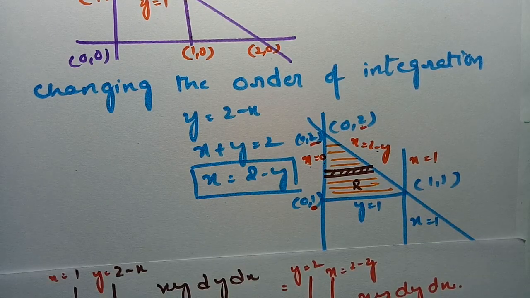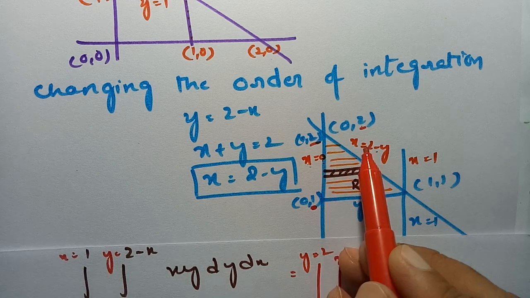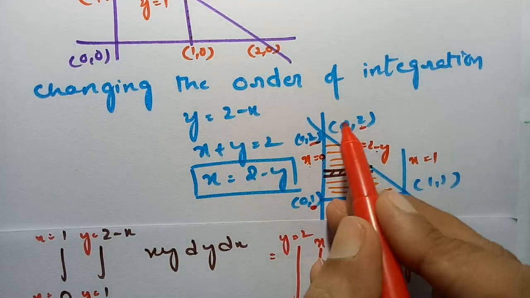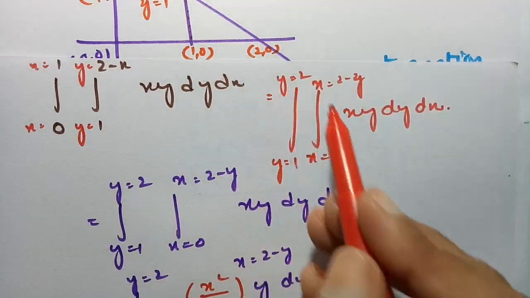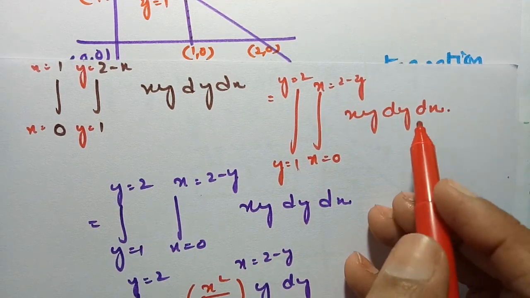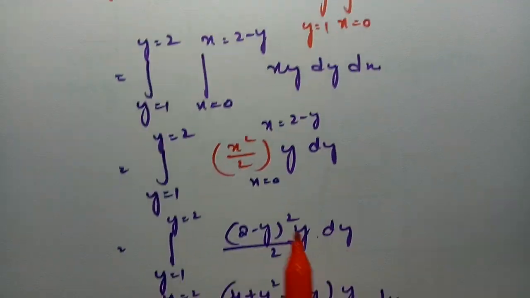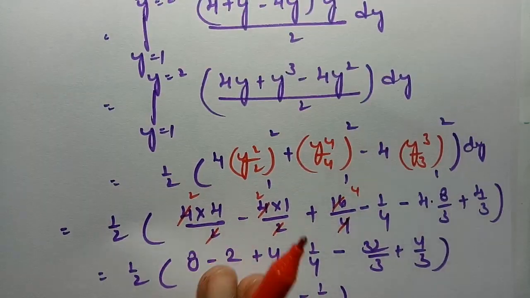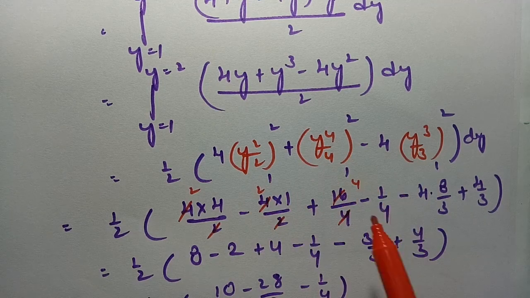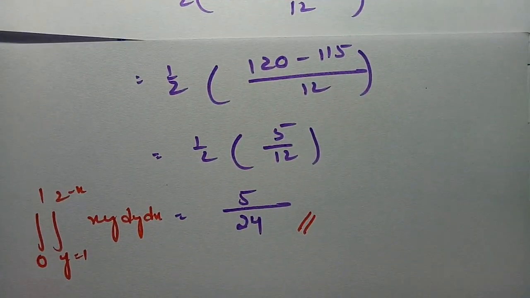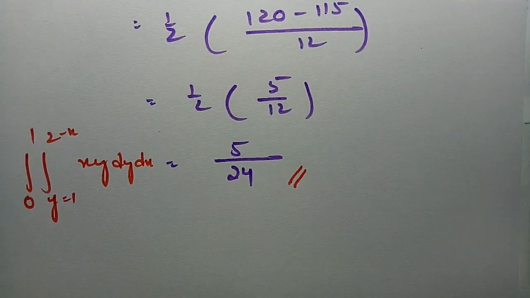So from this, the integration will be, x varies from x is equal to 0 to x is equal to 2 minus y, and y varies from 1 to 2. So the y limits are from 1 to 2, and x limits are from these boundaries, x is equal to 0 to x is equal to 2 minus y. So first of all I integrated with respect to x and substituted these values, and later I have integrated with respect to y and substituted the limits, and after calculation I got the value as 5 by 24, and this is how I have solved.